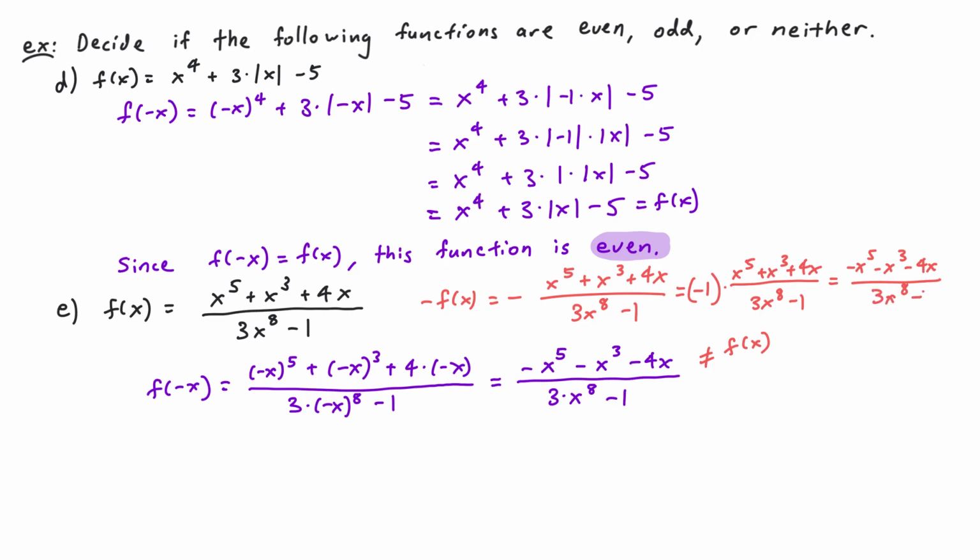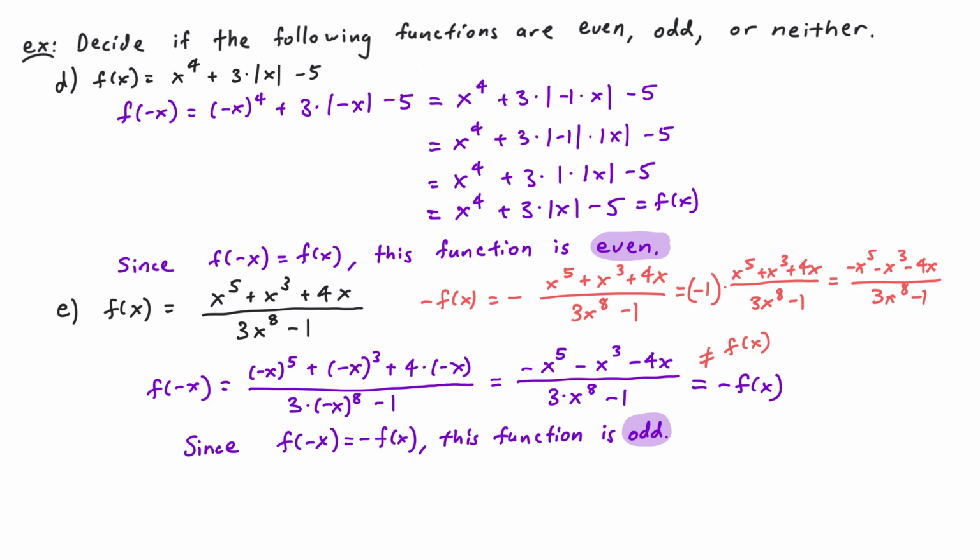This would give us negative x to the fifth minus x cubed minus 4x divided by 3x to the eighth minus 1. And now when we compare f of negative x, which is negative x to the fifth minus x cubed minus 4x divided by 3x to the eighth minus 1, it's the same as negative of f of x. So we can write that this is equal to negative of f of x. And since f of negative x equals negative f of x, we can conclude that this is an odd function.